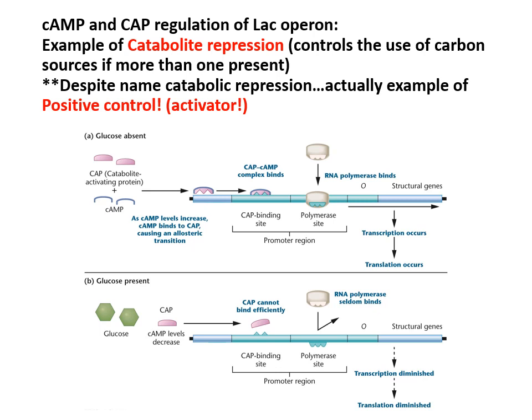If, however, glucose is present, that inhibits the enzyme that makes cAMP. And so that can't complex with CAP, and without CAP binding to the promoter region, there's nothing there to help the polymerase properly bind. And if the polymerase doesn't bind, then you don't get proper transcription.